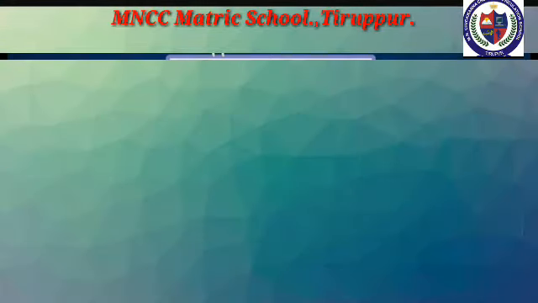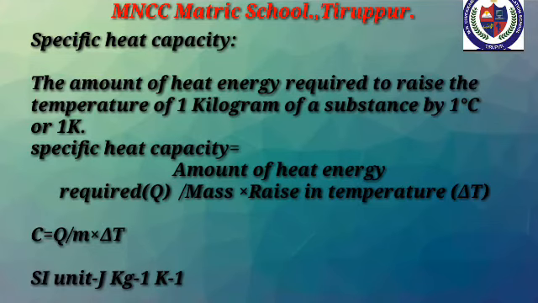Next we move to specific heat capacity. Specific heat capacity of a substance is defined as the amount of heat energy required to raise the temperature of 1 kilogram of a substance by 1 degree Celsius or 1 Kelvin. It is denoted by the symbol C.